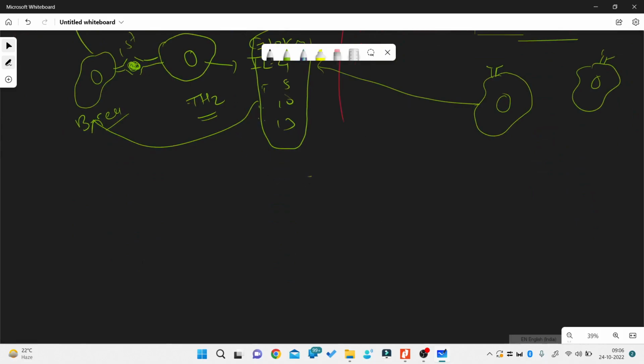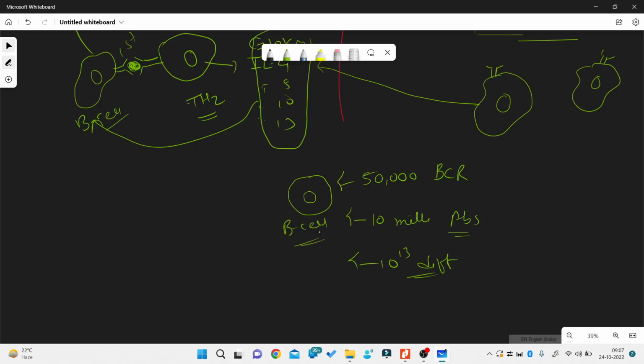So some interesting facts are there. Suppose this is one naive B cell. It carries about 50,000 copies of BCR on its surface, and once it gets activated, it will produce 10 million copies of antibodies. If you talk about the variety, 10 raised to 13 different types of antibodies are produced by this B cell. Now imagine the importance of the B cell here. Without the B cell, we will not get any antibodies.